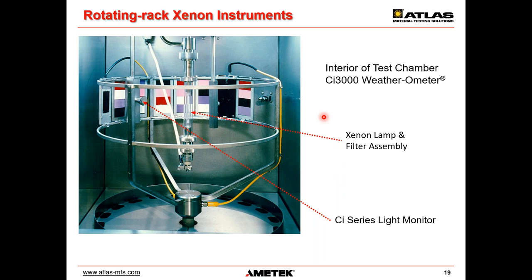The chamber air and humidity sensor, by standard requirement, must be shielded from the light source. So this is typically right at the exit air of the test chamber, positioned and shielded from the light, so that there is no light impact on the readings of the chamber air temperature and the humidity.